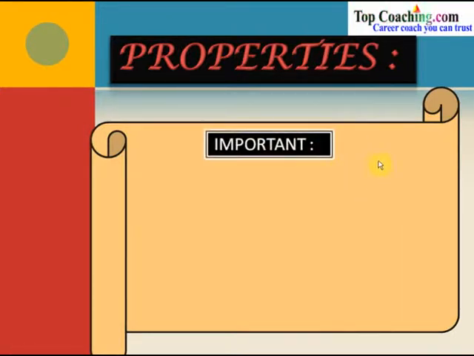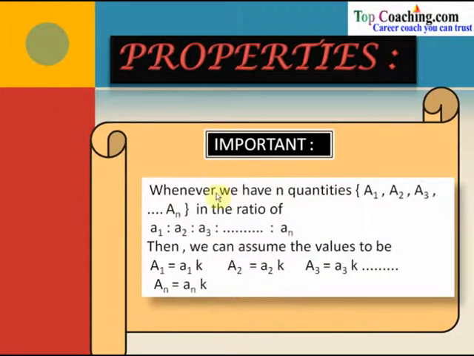Now an important point to note is, whenever we have n quantities, say A1, A2, A3 and so on up to An, in the ratio of a1 is to a2 is to a3 and so on up to an, then we can assume the values to be capital A1 equal to a1k, capital A2 equal to a2k, capital A3 equal to a3k, and so on up to capital An equal to ank. So if these quantities are in this ratio, then we can assume their individual values this way. This property will be used in all the problems related to ratio and proportion.